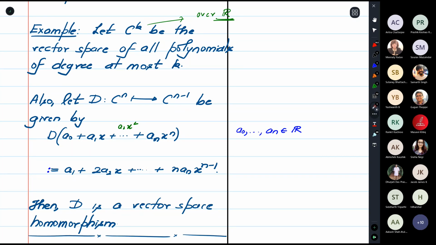All right. Let me pause here for a couple of seconds. If you have any questions, this may be a good time to ask. Do you have any questions with regards to this idea of isomorphism and homomorphism and related discussions?